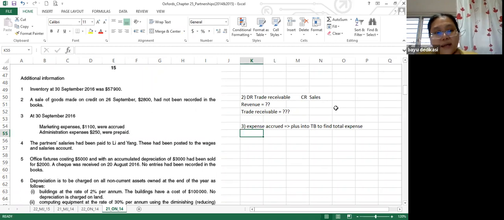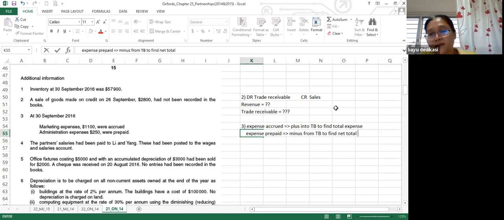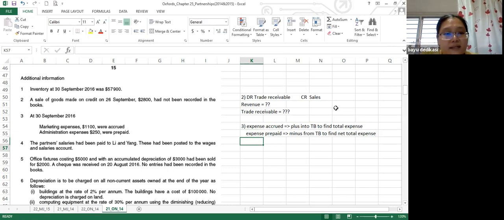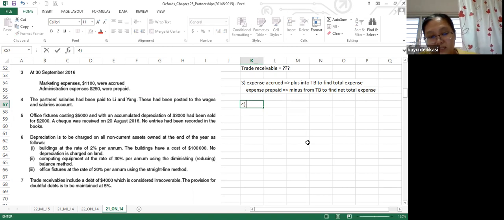Okay, when you have prepaid expenses, you have to minus it from the trial balance to find the net total expenses. Here they say number 4, the partner's salary has been paid to Ling and Yang. This has been posted to the wages. Same mistake. You have to do the reversal.